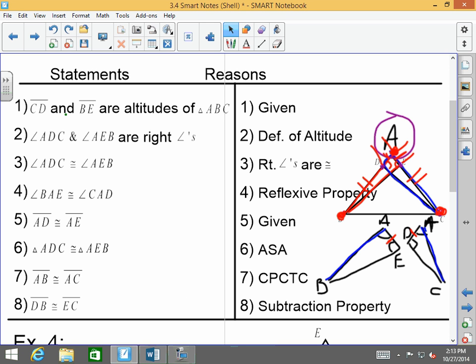Does that make sense, though? And you saw I had to use multiple visuals there. Usually the altitudes will be given. Okay.